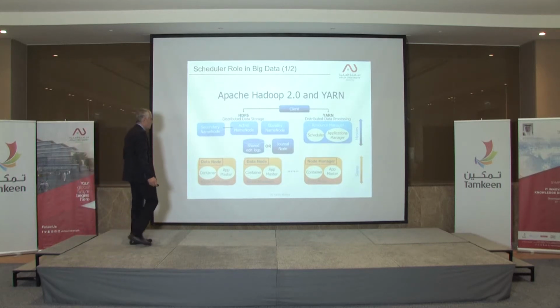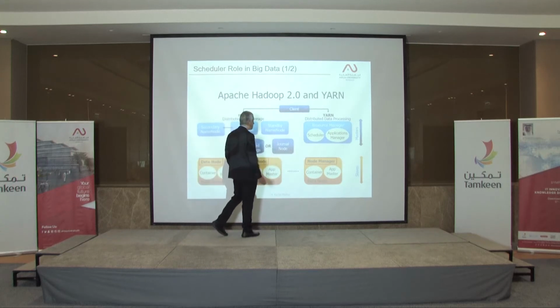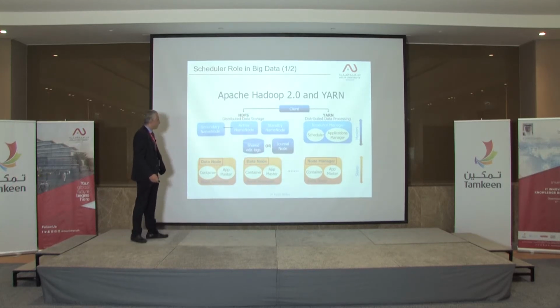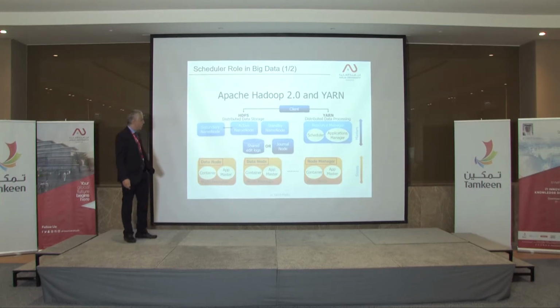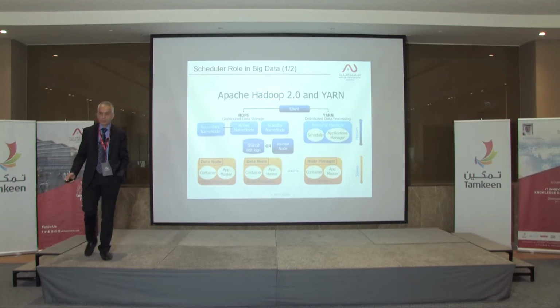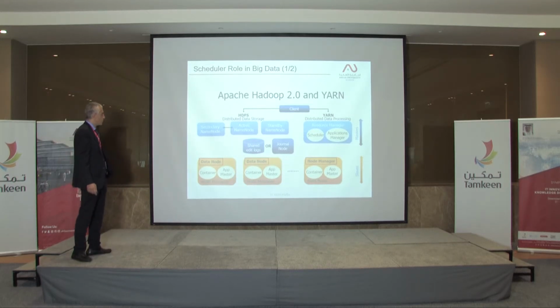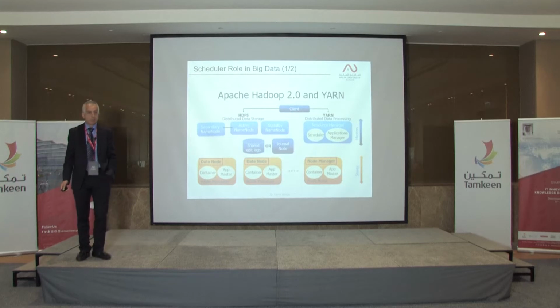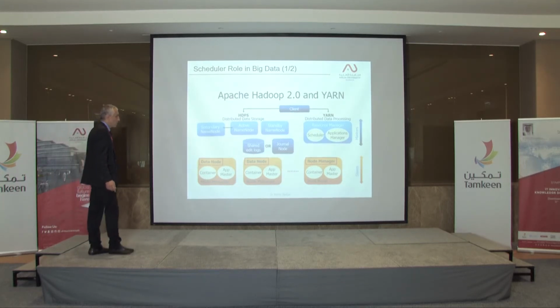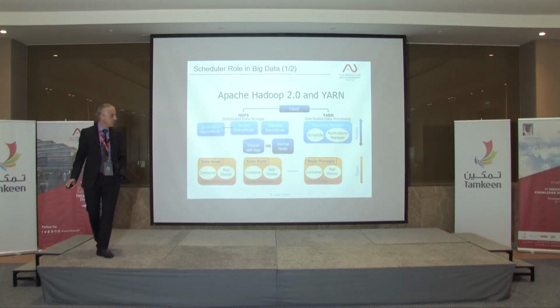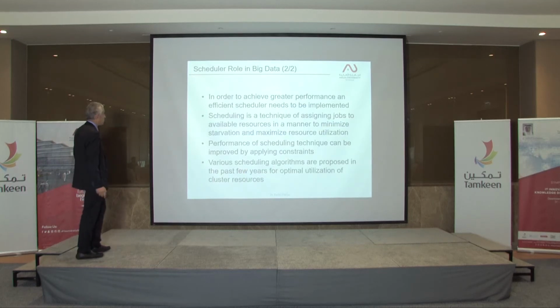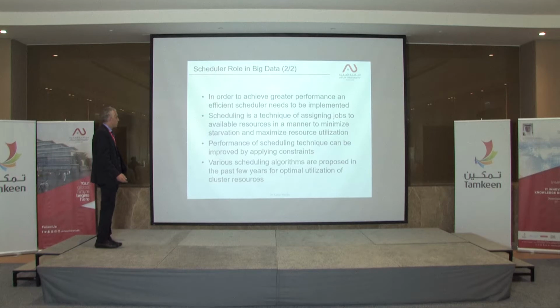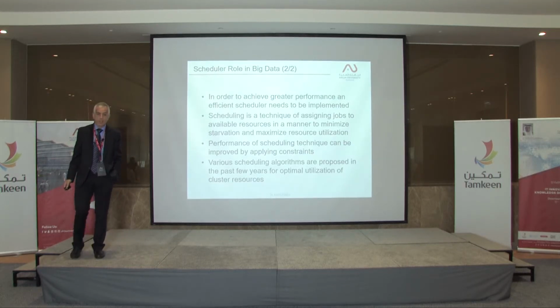Fine, so where is the scheduler? The scheduler is within what we call the resource manager, that is here. It's part of YARN, which needs to collaborate with HDFS, the Hadoop Distributed File System. We are going to have what we call the data nodes, which are the machines that you have in the cluster, and you have the server nodes that are going to distribute the tasks to them. So the main job of the scheduler, of course, is to distribute the tasks within the data nodes. There are a lot of ways of doing this, and this is part of the scheduler. In order to achieve greater performance, an efficient scheduler needs to be implemented.